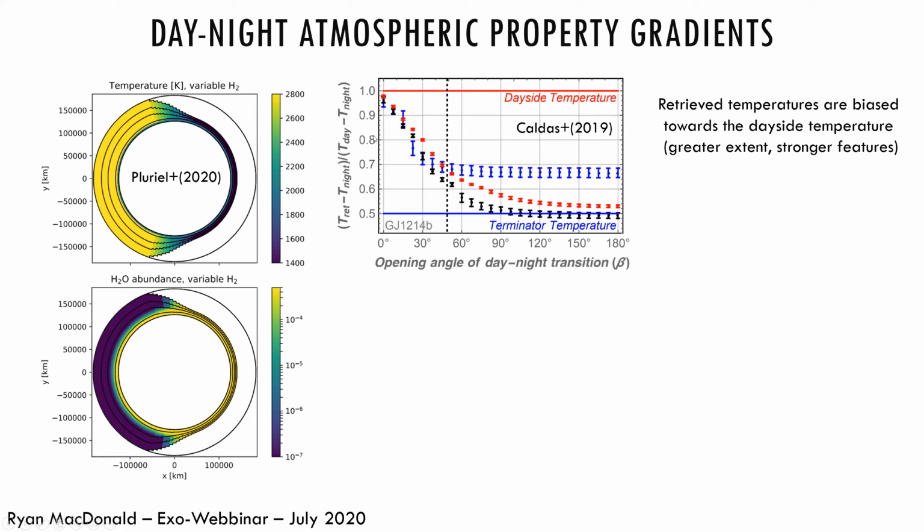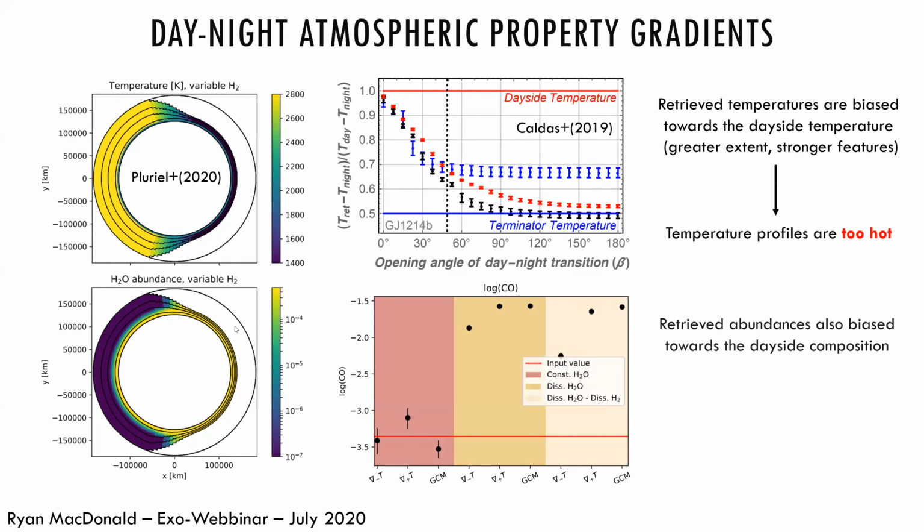And as a consequence, if you fit a two-dimensional spectrum with a day-night gradient, the retrieved one-dimensional temperature tends to come out warmer than the average temperature of the terminator. Terminator temperatures are biased towards the day side, so temperatures can come out too hot.